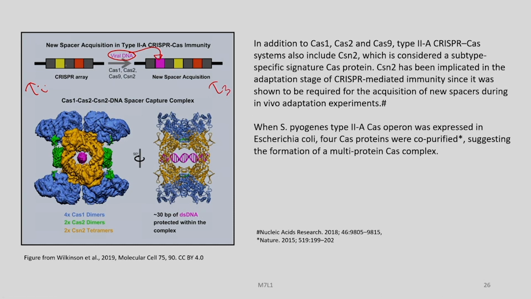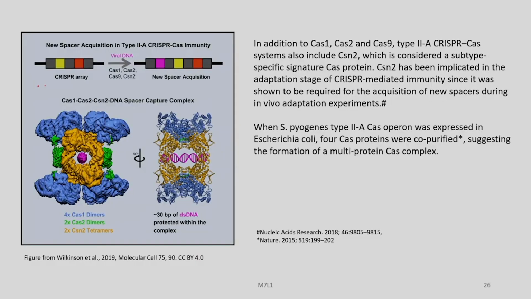Here you can see that up to the yellow, up to this point, it is the same. The new one is added over here. This is just a schematic; it does not happen straight away, and we will discuss how it exactly happens. This is just to make a simple conceptual presentation that the viral DNA is added to the existing CRISPR array with the help of the Cas1, Cas2, Cas9 and Csn2 proteins. And these Cas1, Cas2, Csn2 form the DNA spacer capture complex.